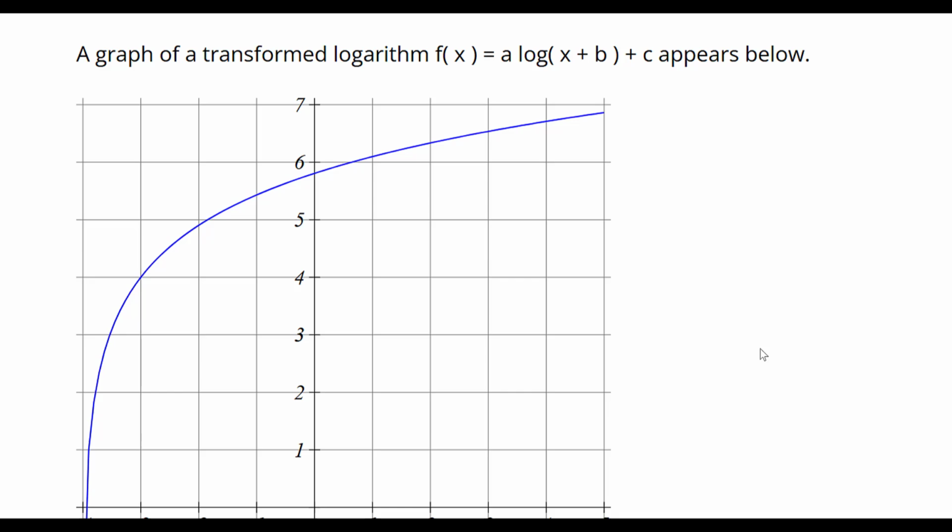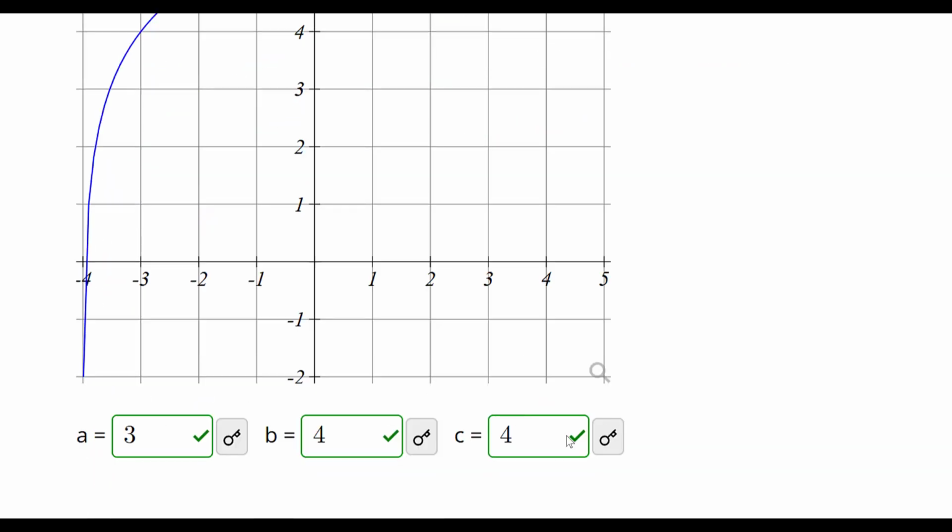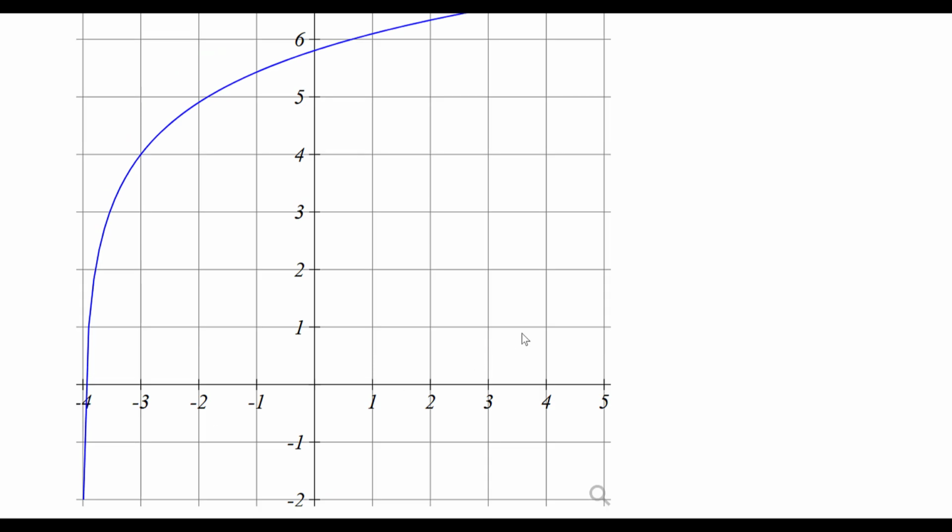But here we go. A student asked about this problem: the graph of a transformed logarithm, f of x equals a times log of x plus b, plus c, appears below. We're going to find a, b, and c. Given that there's no base showing, that implies it's a log base 10. So we have the answers down here, but I want to see how we can get to the answers.